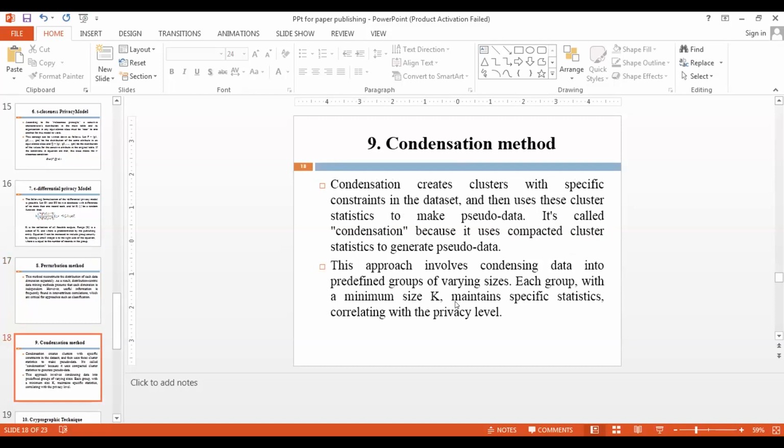it uses the compacted clusters' statistics to generate pseudo data. This approach involves condensing data into predefined groups of varying size. Each group, with a minimum size K, maintains a specific statistic correlating with that privacy layer.